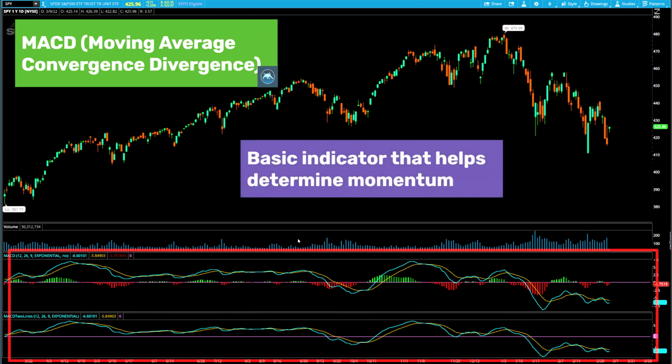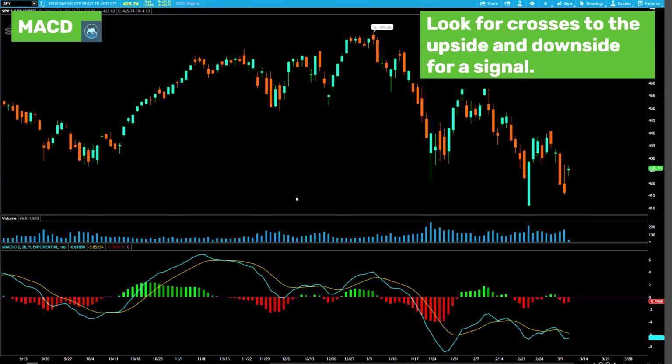So talking about the MACD, it's a very basic indicator that helps determine overall momentum in the market. I'll say me personally, this isn't one that I use on a frequent basis or really at all these days. I personally prefer to use just the moving averages on the chart to make this same determination. But it's one that a decent amount of people use and it's super popular. So we got to at least talk about it. Basically, the way this works is you're supposed to be looking for crosses to the upside and downside for kind of a buy or sell signal.